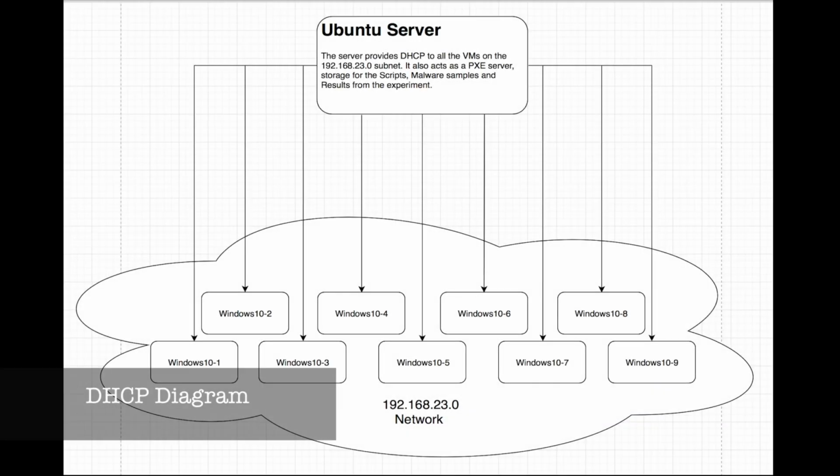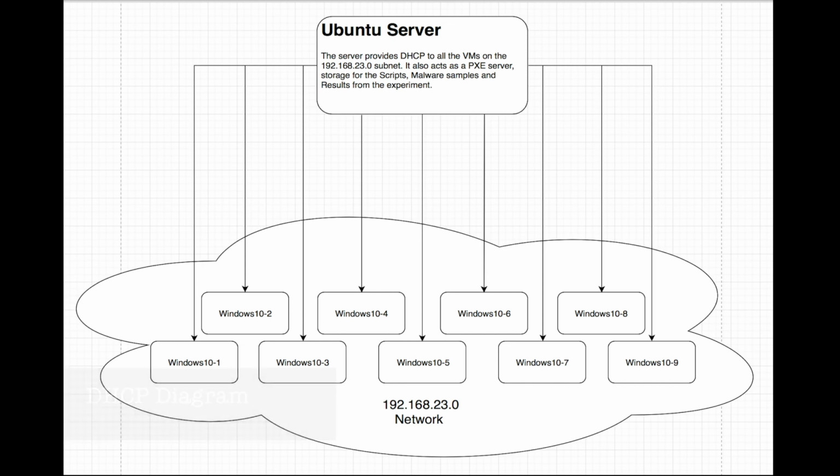We have here a diagram of the DHCP setup on this project. So the Ubuntu server basically acts as a DHCP server and gives out addresses on the 192.168.23 subnet. All of the Windows 10 virtual machines and the TinyCore machines within them as well are configured to fetch an address through DHCP when they boot up. When they do this, they obviously get a response from the server, which offers them a PXE boot as well, and that's how they load various operating systems and the Clonezilla tool.